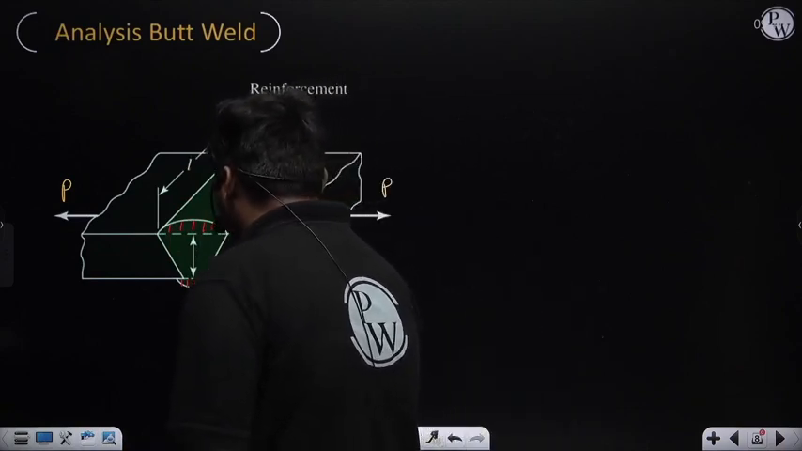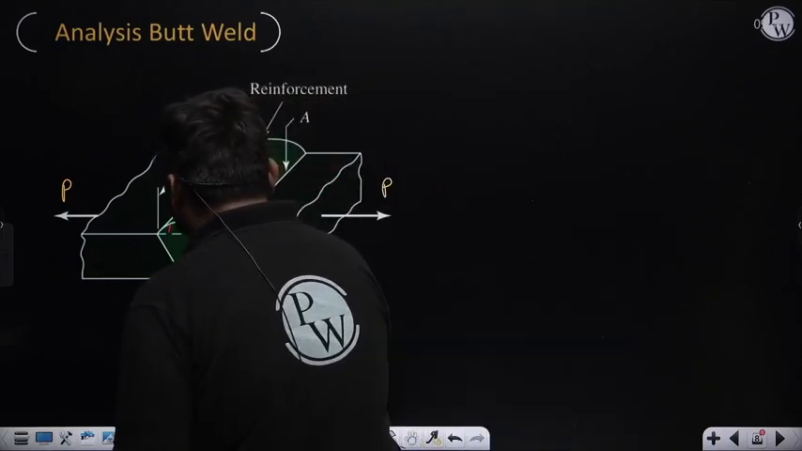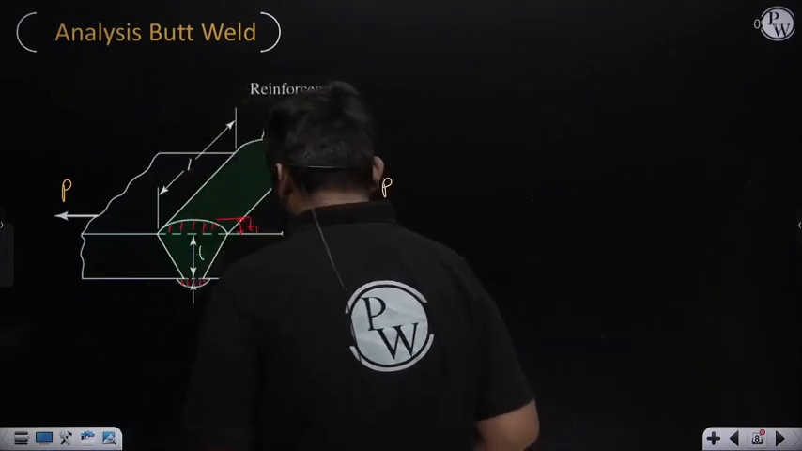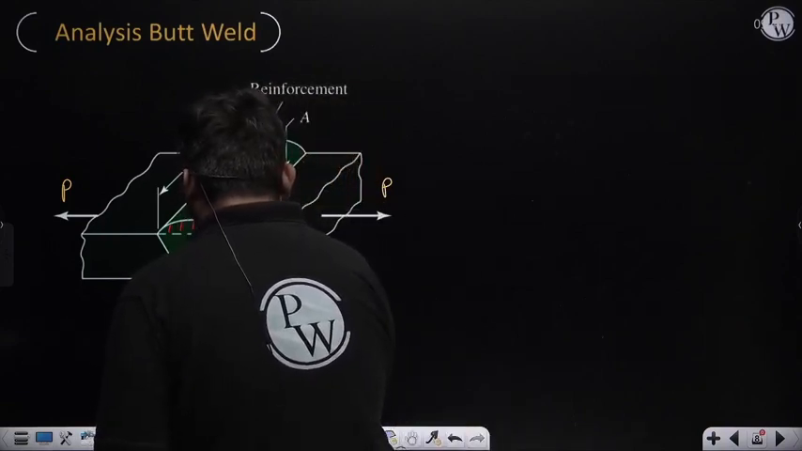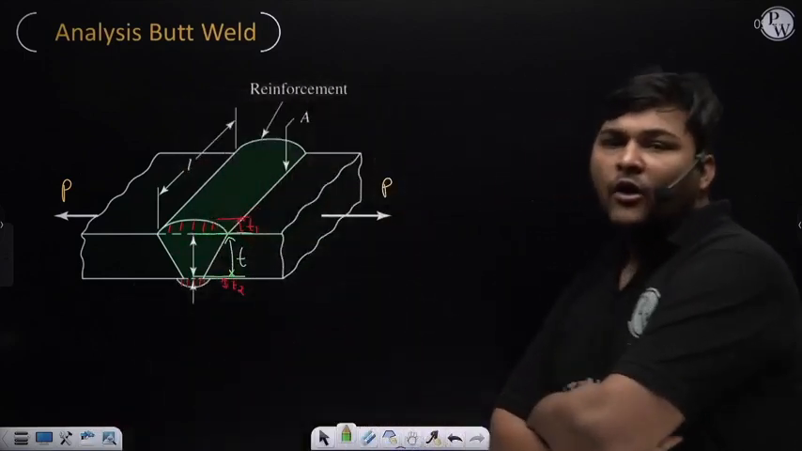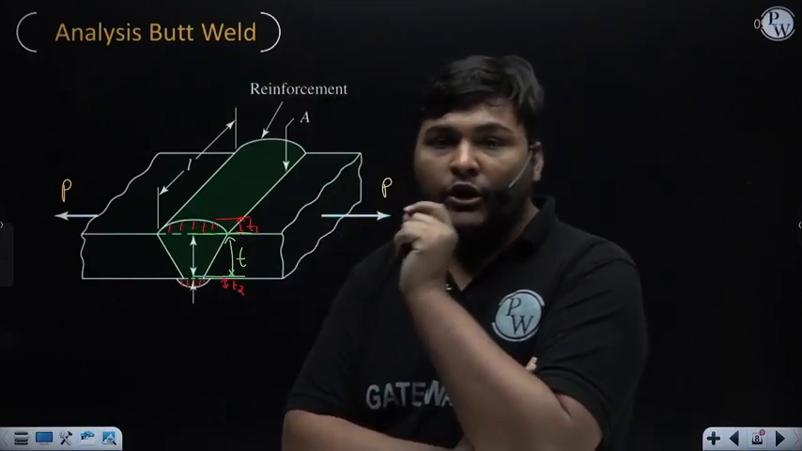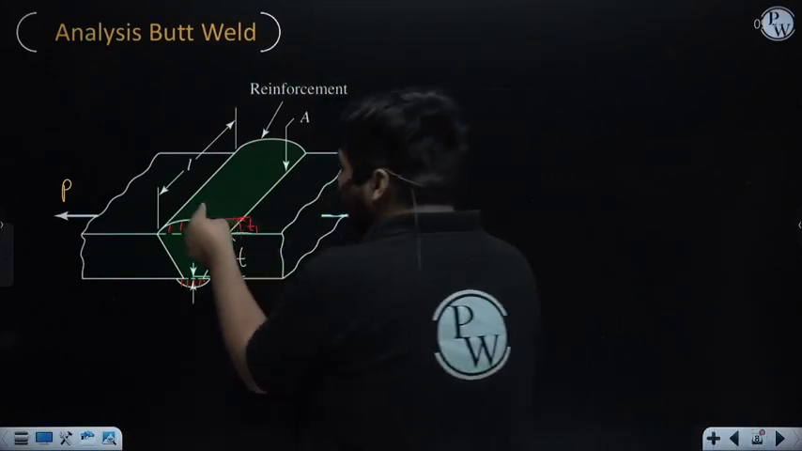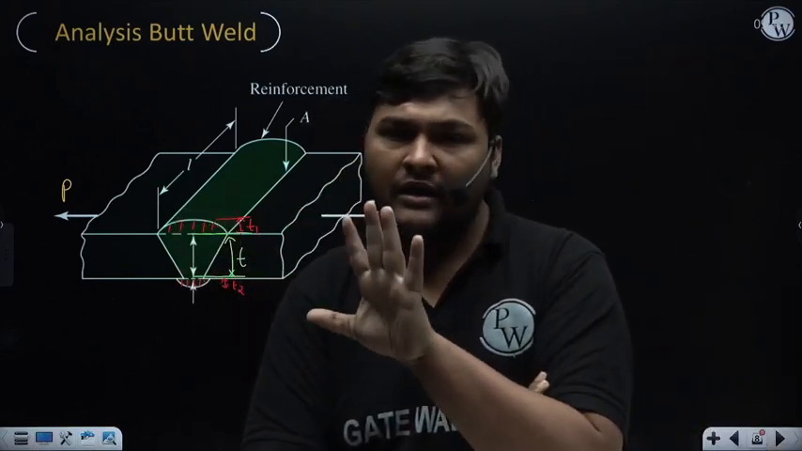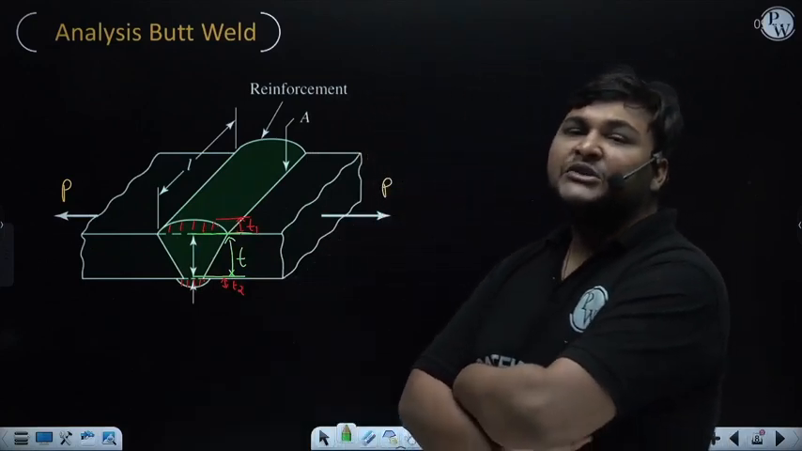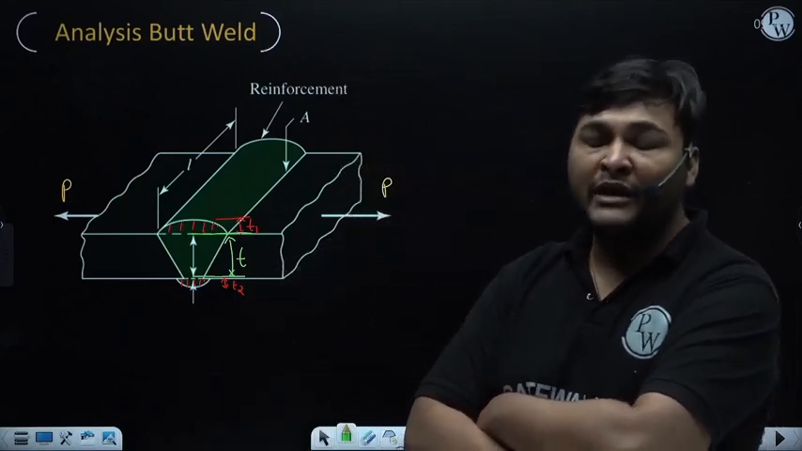The thickness of the butt weld on the other side I am denoting as T2, and the thickness of the weld which is inside the plate I am denoting as T. Now during analysis you need to keep this point in your mind, it is very important. The actual thickness of the weld in this direction is T1 plus T plus T2.